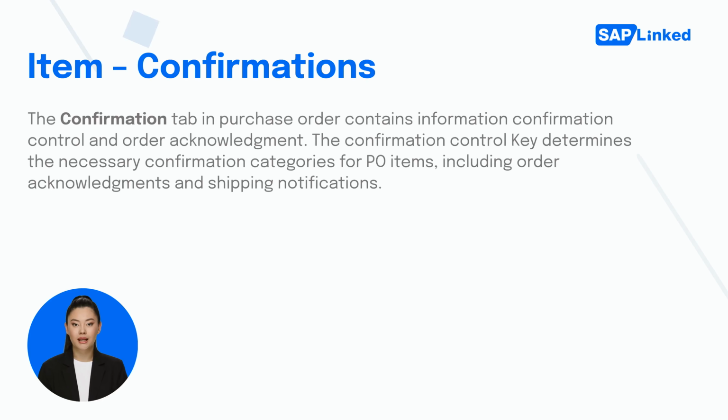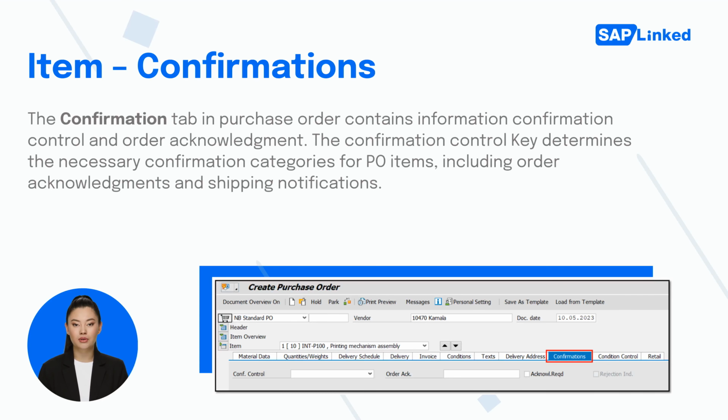The Confirmation tab in Purchase Order contains information on confirmation control and order acknowledgement. The Confirmation Control key determines the necessary confirmation categories for PO items, including order acknowledgements and shipping notifications. The appropriate key should be entered based on the agreed confirmation categories with the vendor. Selecting Acknowledgement Requirement and entering a key allows for the sending of messages to vendors requesting overdue order acknowledgements, acknowledgement expeditors. But other confirmation categories cannot be expedited through this method.